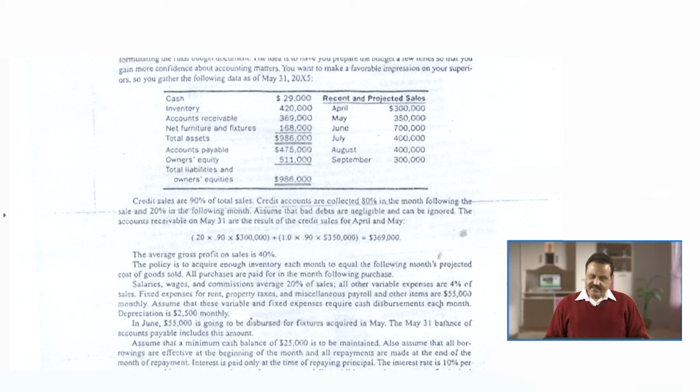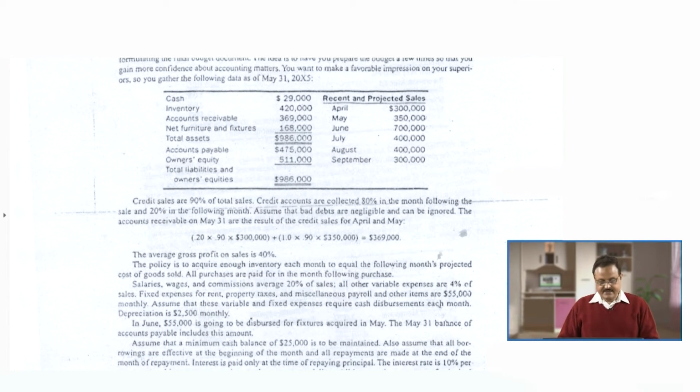Then they have given us the other assets. Inventory is also given, accounts receivables are also given, then the furniture and fixtures are also given, total assets are given. Similarly, we are given the current liabilities first, accounts payable, owner's equity, and the total liabilities and the owner's equity. So both the sides are equal. Total amount works out as how much?